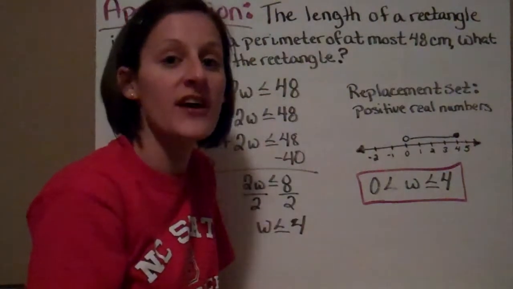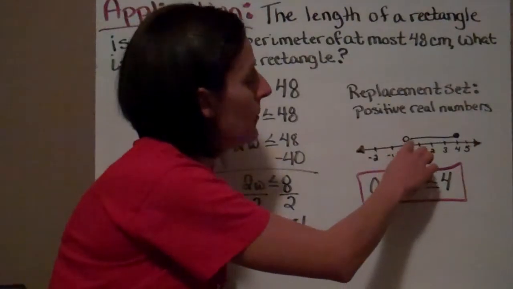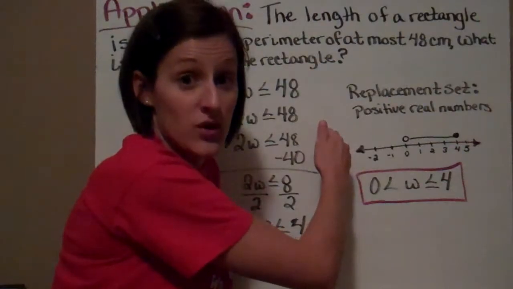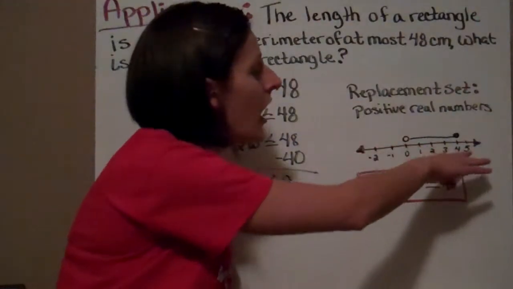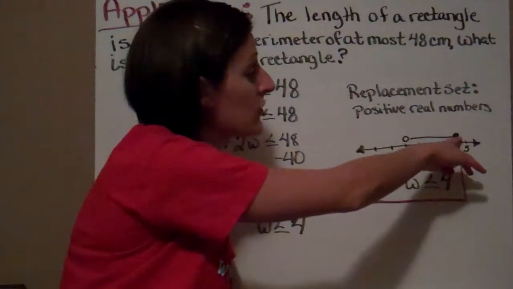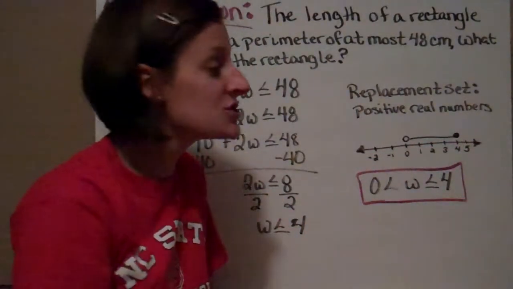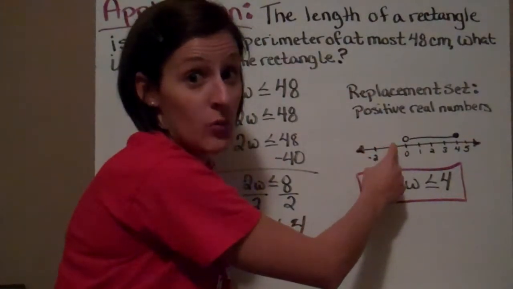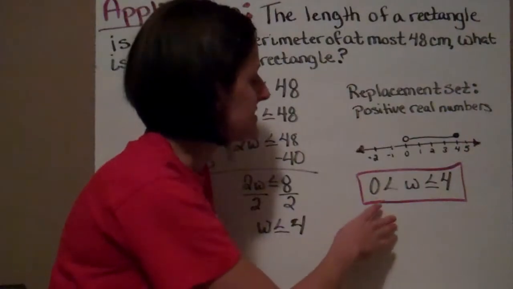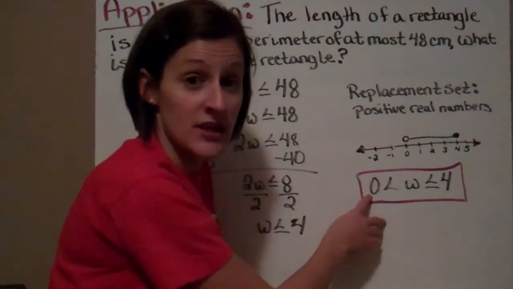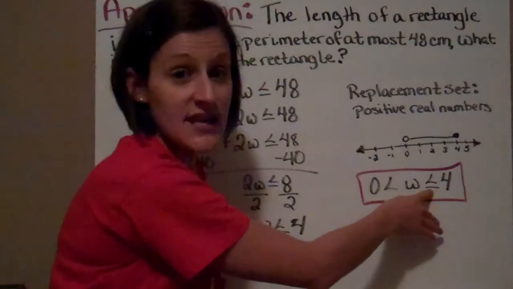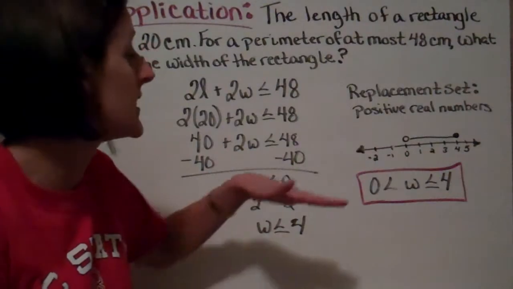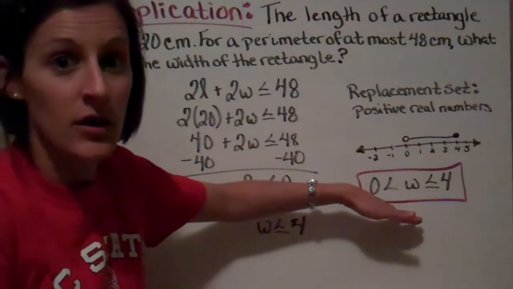So, in order to find our solutions, we're going to put an open circle on 0 because it can't equal that. None of my negative numbers are going to be a solution. 4 can be a solution, so I have a closed dot on 4. And a solution can be anything less than 4, but remember, it has to be greater than 0 because I can't have a negative number. It's a distance. So my answer is 0 is less than w, which is less than or equal to 4. It's basically saying that my widths can be greater than 0 and up to 4.